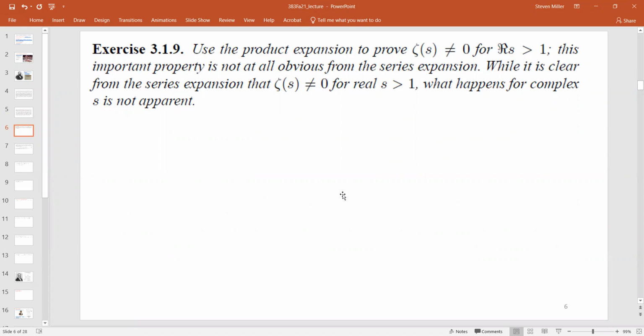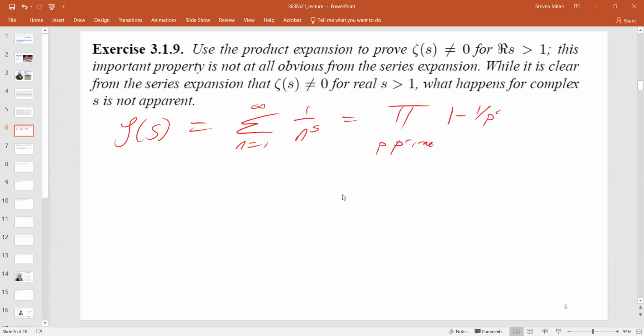So use the product expansion of the zeta function. We can write zeta of s as the sum n goes from 1 to infinity of 1 over n to the s, or we can write it as a product over primes p of (1 minus 1 over p to the s) inverse, to prove that the zeta function has no zeros for the real part of s greater than 1. I claim that this is really straightforward if s is a real number. Why is this straightforward if s is a real number?